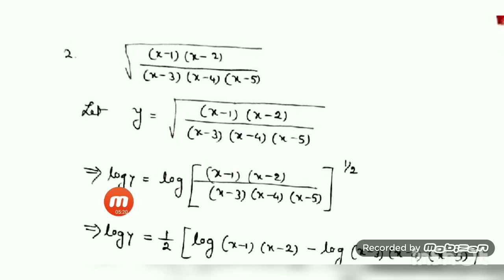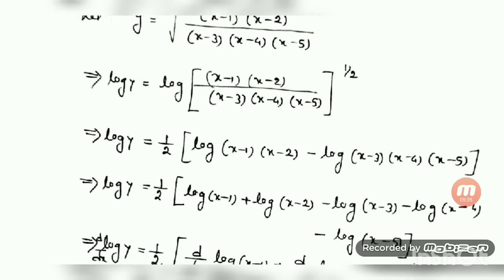So log of y is equal to log of this expression. (x minus 1)(x minus 2), whole thing divided by (x minus 3)(x minus 4)(x minus 5). And root over means what? The power is half. And in logarithm, we know the power can be written as a product. So in the next step, I am writing this expression as a product. Log of y is equal to half into log of the numerator minus log of the denominator, that is the log of m by n formula. Okay, division can be written as a difference. Log of the numerator minus log of the denominator.